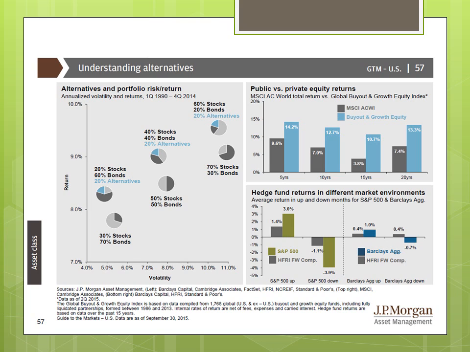Here's understanding alternatives. If you add alternatives to your portfolio, it appears to give you a better risk-return trade-off. In the last 5, 10, 15, and 20 years, private equity has outperformed public markets. The bottom right-hand side shows that hedge funds give you downside protection. They don't participate as much in the downside in equities as the upside. Fixed income also appears to give quite stable sources of returns, and this is a market where investors need to be as diversified as possible.